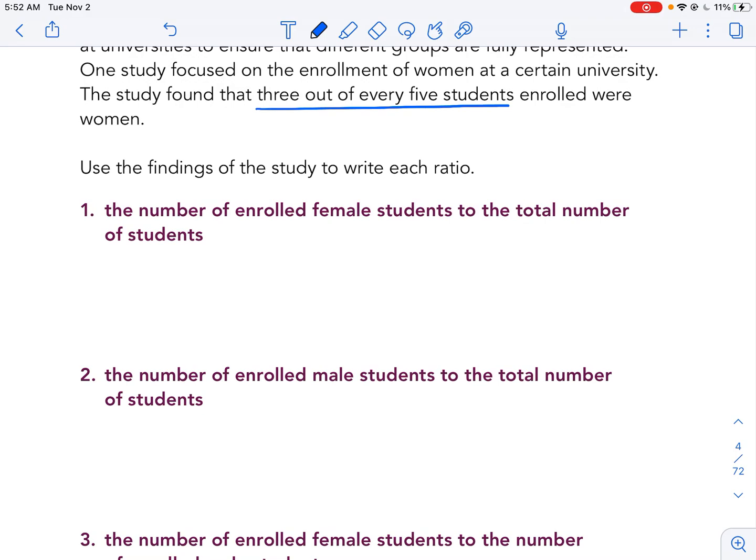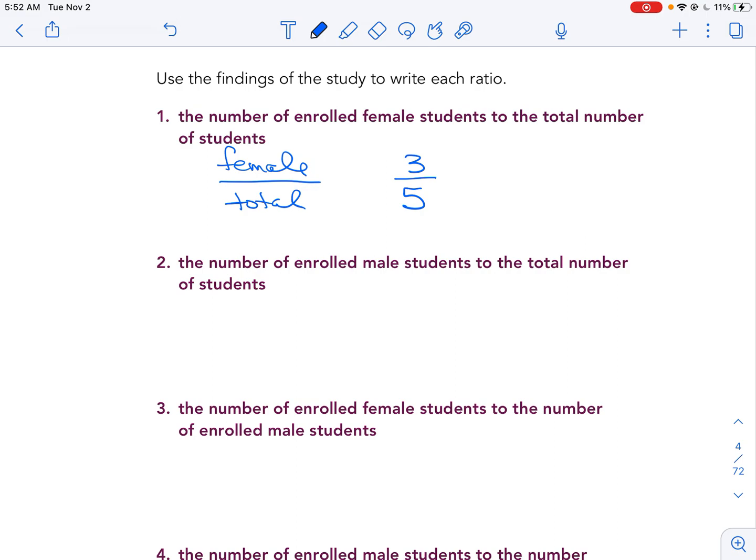So it's asking the number of enrolled students to the total number of students. So we want female to total students. So if I do that, I have 3 out of 5. The next one is asking male to total. Well, guys, if I have 3 female and I have a total of 5 students, all I have to do is subtract that and I would get there are 2 male out of a total of 5.